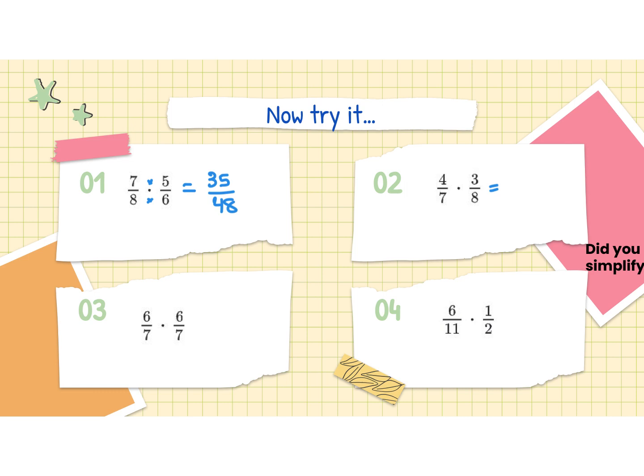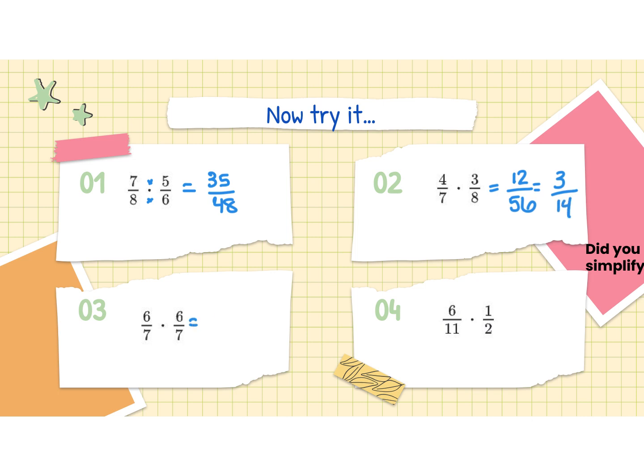For number 2, it's going to be 4 times 3, which is 12, on the top. And on the bottom, it's 7 times 8, which is 56. So each one of these can be divided by, let's see, I think it can be divided by 4. So 12 divided by 4 is 3. And 56, if you don't know, divided by 4 is going to give you, drum roll please, what do you think it's going to give you? It'll give you 14. Yes, well done.